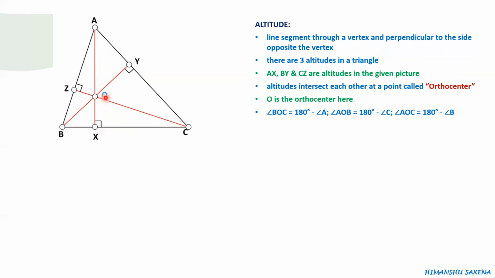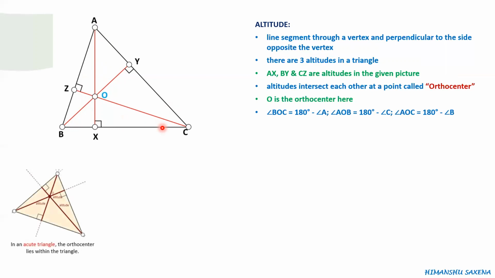One property here is that if you add angle BOC and angle A, then the summation is 180°. Similarly, AOC plus the opposite angle, which is angle B, the summation is 180°. Similarly, this angle AOB, if you add it to the opposite angle, which is angle C, then the summation is again 180°.